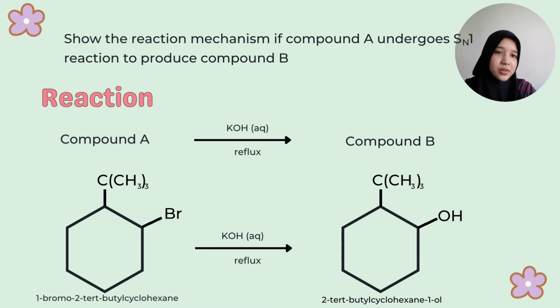Next question, show the reaction mechanism if compound A undergoes SN1 reaction to produce compound B. So for this reaction, compound A will react with KOH aqueous and reflux to produce compound B. The compound A for this chemical reaction is 1-bromo 2/3 butyl cyclohexane and will undergo the SN1 reaction to produce 2/3 butyl cyclohexane 1-ol.